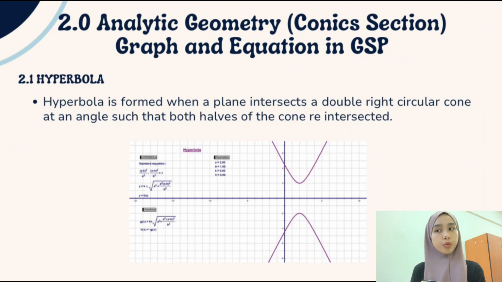Last is hyperbola. What is a hyperbola? A hyperbola is formed when a plane intersects a double right circular cone at an angle such that both halves of the cone intersect. So the standard equation of a hyperbola is (y - k)^2 / a^2 + (x - h)^2 / b^2 = r^2. Same goes with the ellipse equation. R must be equal to 1 in order to have hyperbola conic sections.